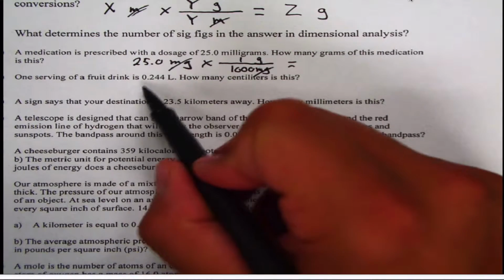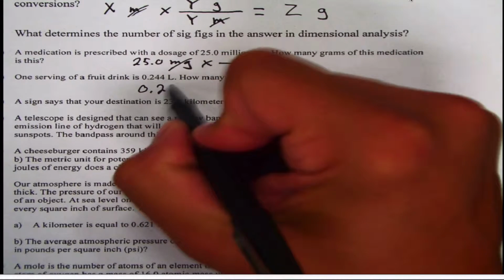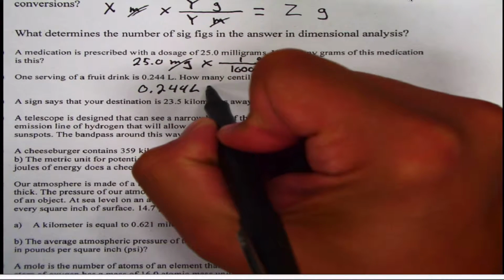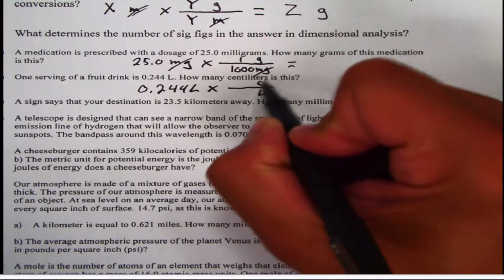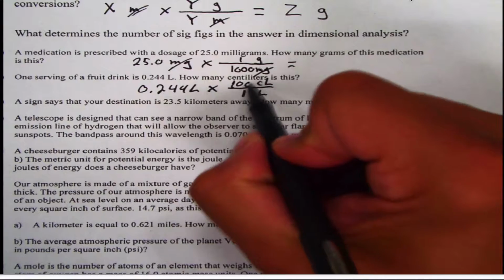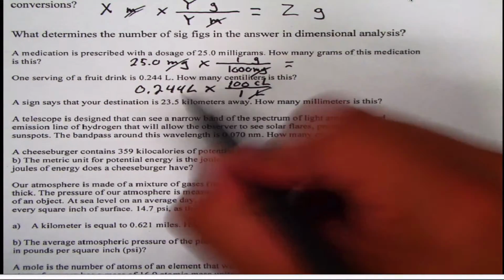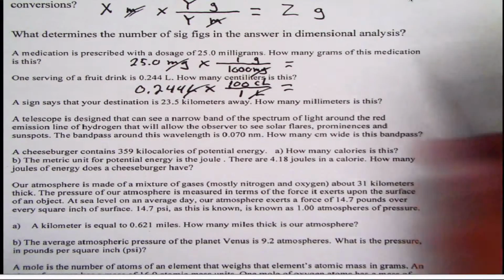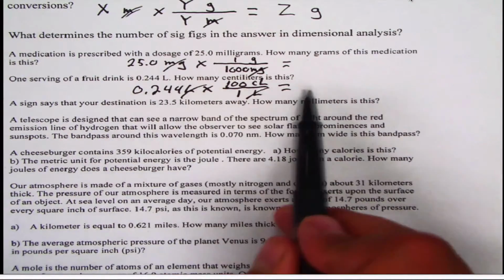One serving of fruit is 0.244 liters. How many centiliters is this? Well, set it up. Liters on the bottom, centiliters on top. I know that for every 1 liter, I have 100 centiliters. Why? Because it's a smaller unit. The liters cancels out. And your answer should be in how many sig figs? Well, how many sig figs are here? The correct answer is 3, so round this to 3 significant figures.